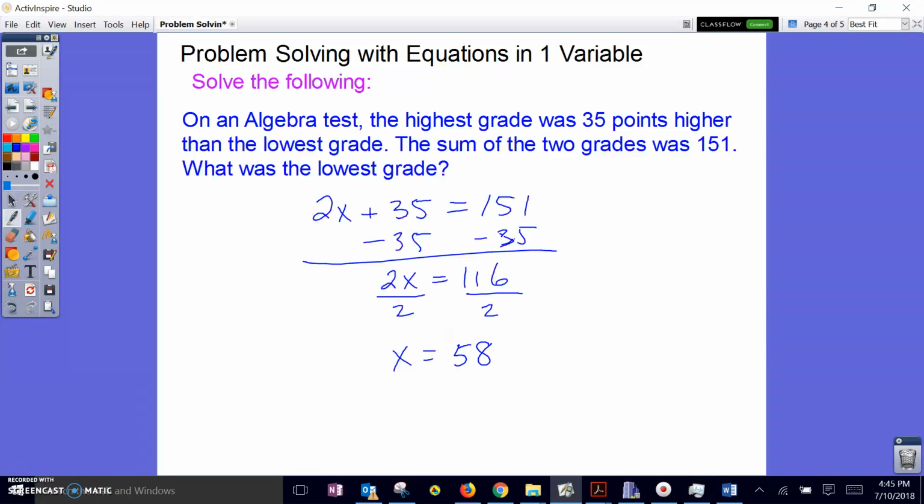Remember that x stood for the lowest grade, and so the lowest grade was a 58.